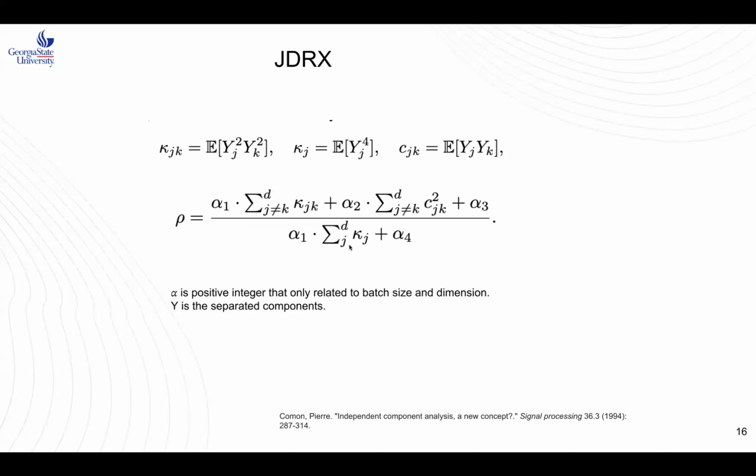So you can see that the denominator contains Kj, which is a kurtosis. And remember, we're trying to minimize the rho, which means we're trying to maximize the denominator, which means Kj will, I need to mention alpha is a positive integer, just related to batch size and the dimension. So during the training, it will not affect the performance result, and it's positive. So we maximize the denominator, which means the kurtosis of each component will be maximized, and also the cross cumulants will go down. In the meanwhile, the second order correlation will also go down. So by doing GDRX, this process is trying to minimize cross cumulant, minimize correlation, and maximize kurtosis. And it will try to separate components into uncorrelated super Gaussian components.